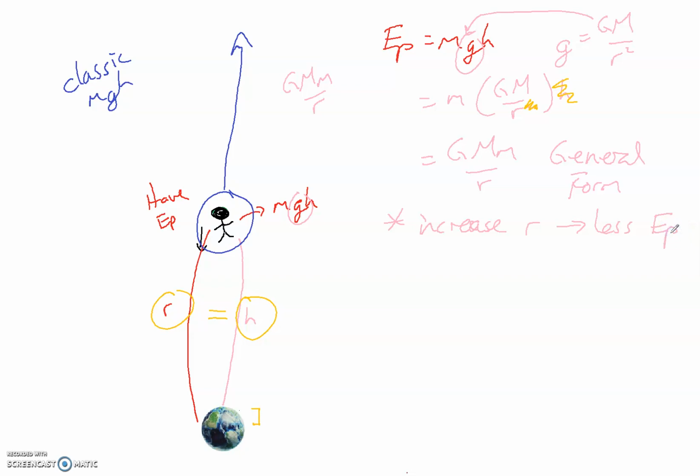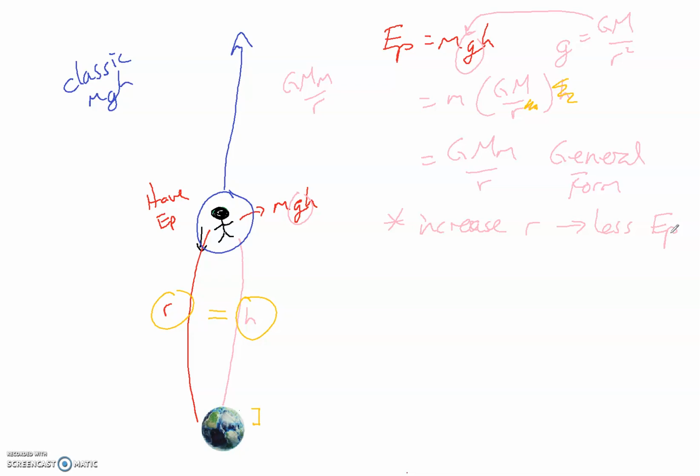Now this actually makes sense, because if you go farther and farther away from a planet or the sun or whatever you want, there's less potential for it to pull you back. The closer you are, the easier it is for it to do something to you. So the farther away you go, there's less potential for something to happen. There's less potential for it to pull you back. You have less potential energy.